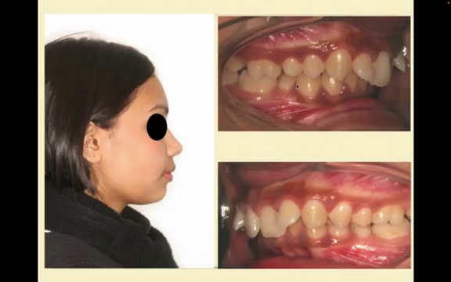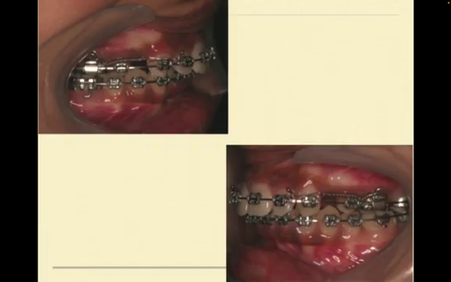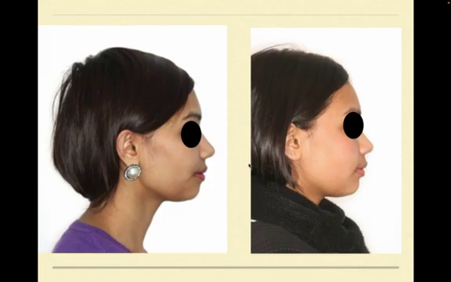So in these cases, although we know that we don't like extraction in class 2 division 2, in this specific particular case, extraction is beneficial for the patient. And that's exactly what we did. We extracted 2 units in the upper arch only, and the profile of the patient, as you can see, we retracted the incisors. Improvement of the profile, yes, but she lost a lot of weight as well. That affected her profile as well. However, the profile looks much better at the end.